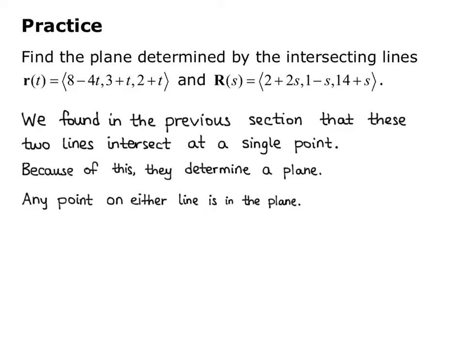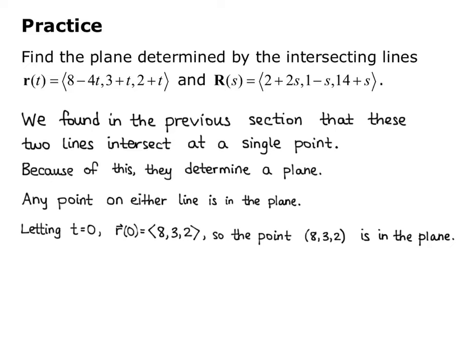Because we know they intersect, any point on either line is in the plane. So if I let t equal 0, I'll have lowercase r of 0 equals the point 8, 3, 2. So the point 8, 3, 2 is in the plane. I'm going to call that x naught, y naught, z naught because those are the letters that I use in my definition for the equation of a plane.